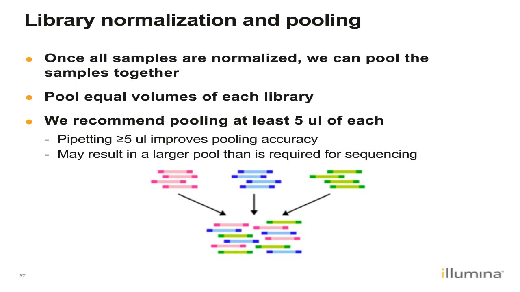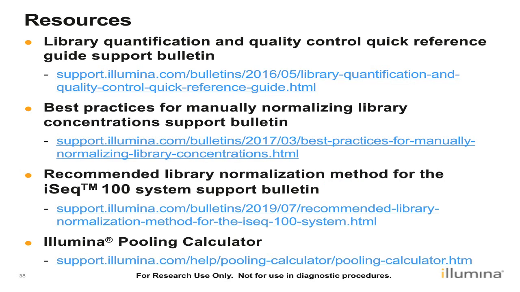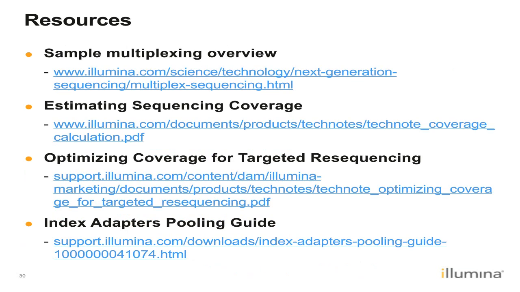I've included links to 3 bulletins which give additional guidance for library quantification, QC, normalization, and pooling. We have a pooling calculator at the final link, which gives us volumes to use for manually normalizing and pooling libraries. We have additional information on pooling and coverage available at the links here.